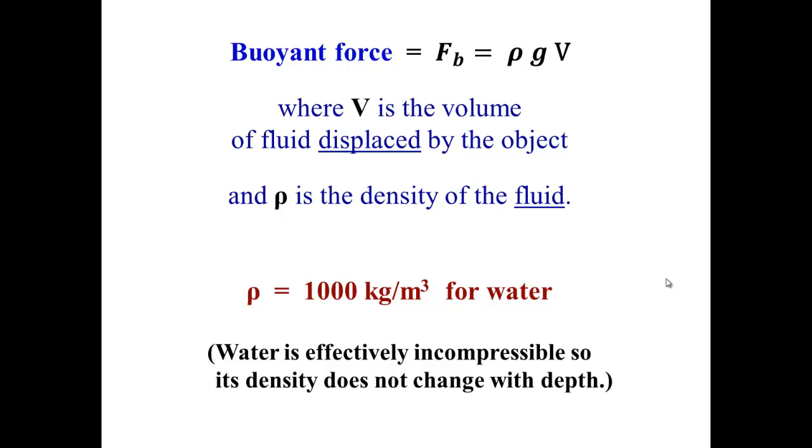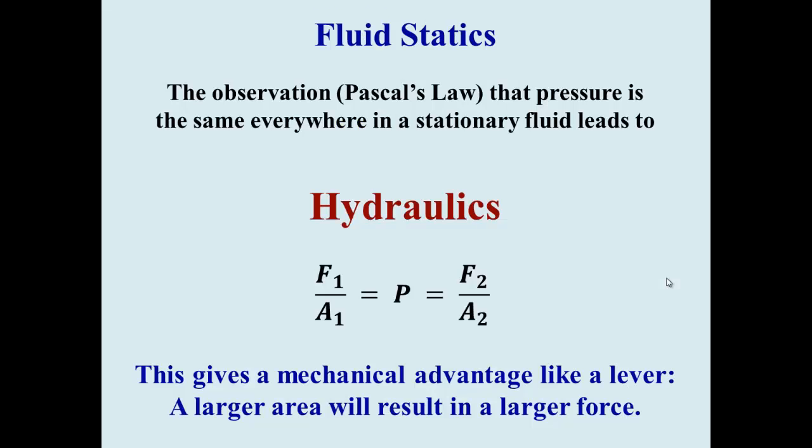Again, density of water is 1,000 kilograms per cubic meter, and because water is effectively incompressible, its density doesn't change with depth, so we don't have to worry about any details like that. We just use rho as a constant. For air, the density changes with altitude in the atmosphere, so a compressible fluid like air is completely different in terms of how its buoyant force is calculated.